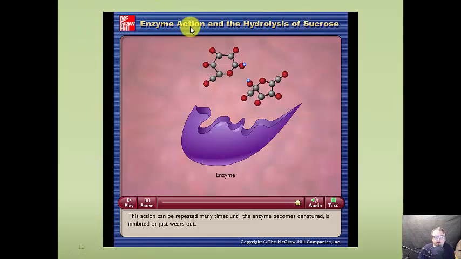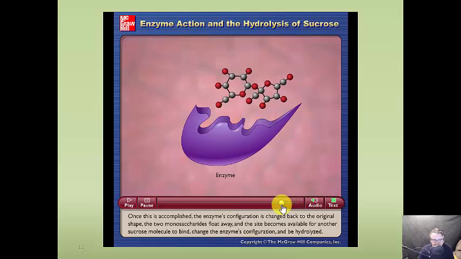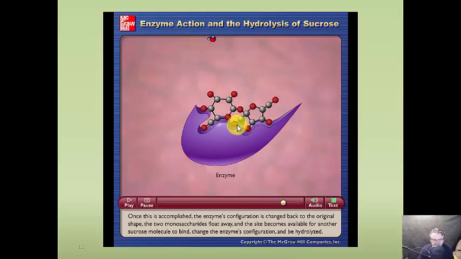Okay, so it's showing you a more specific example, putting some names and context to it. But once again, we see here, in this case, a more elaborate active site. And you can see here how the active site takes on the shape of the substrate, so it fits in there with this lock and key like specificity.